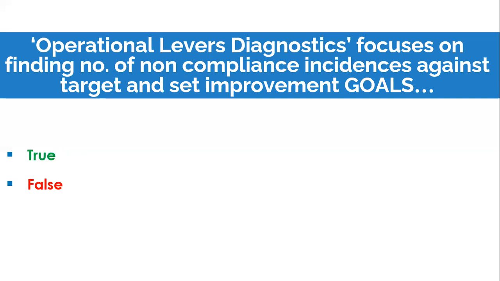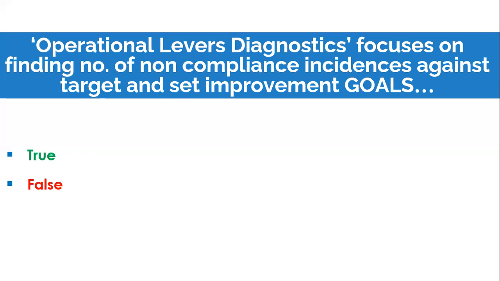true. So what does operational levers diagnostics do? It asks you what are the different metrics you are maintaining, then how frequently you are maintaining them, shift wise or day wise or unit wise, and then what's the target for the given metric, and over the last 3 months, how much is non-compliance. So trying to find it out, and based on that, it goes ahead and sets the improvement goal.